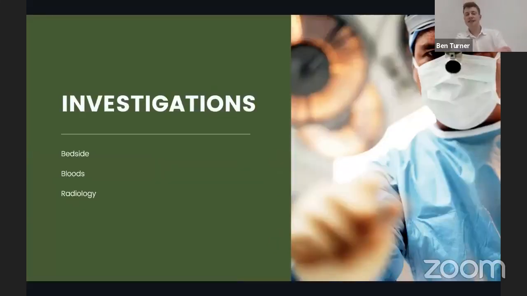So in terms of the investigations that you need to get for surgical patients, we split it generally into bedside investigations, blood tests, and radiology. So this isn't an exhaustive list here, but these are the things that your job as the FY1 on surgery is going to be to sort out. And this is probably what we'll spend the majority of our surgical placements doing.